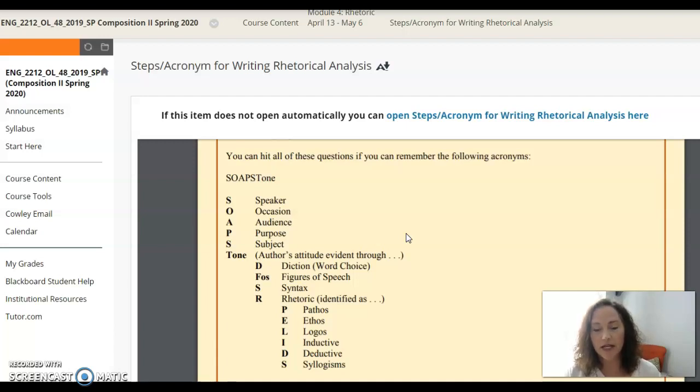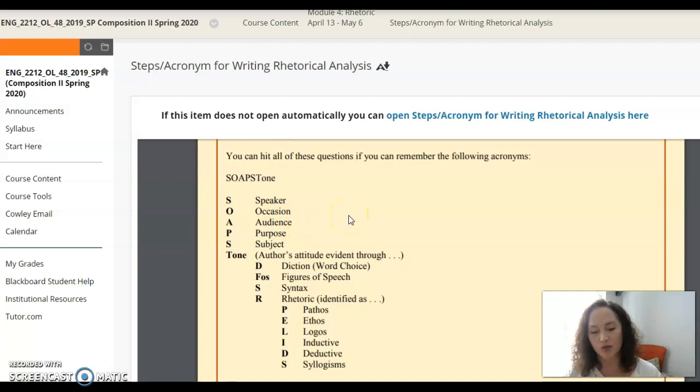So think about who is the speaker, and does this speaker have credibility in talking about this subject? You know, Lewis Thomas, in talking about natural death, he was a doctor and a researcher, and so he had credibility in talking about that. So he establishes his ethos through his own persona, if you will. And then the occasion is the context.